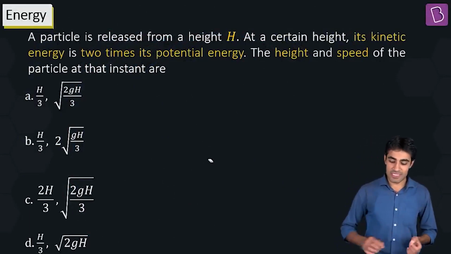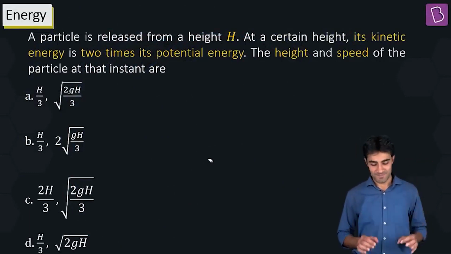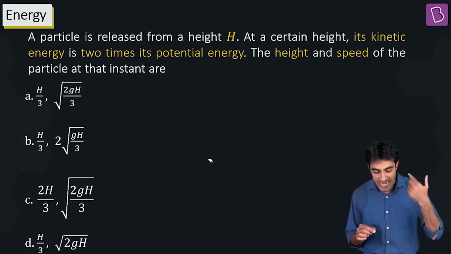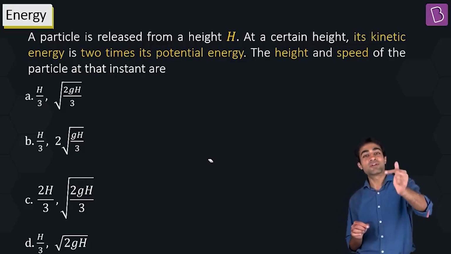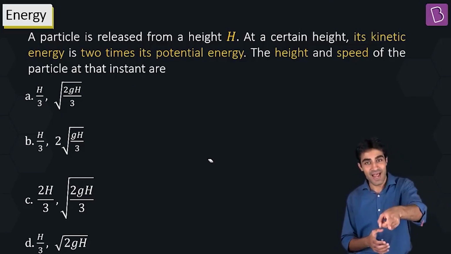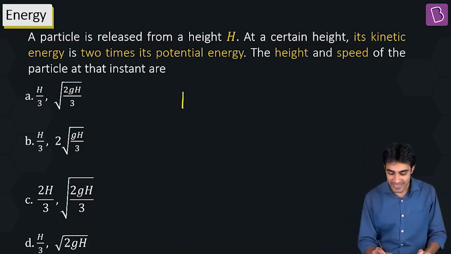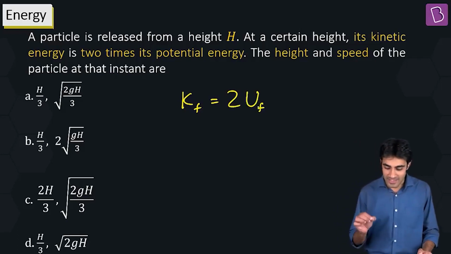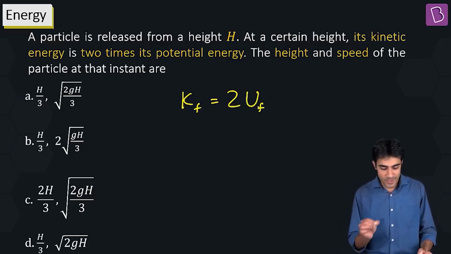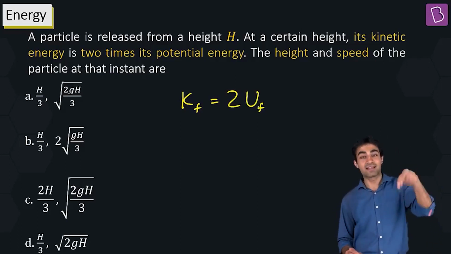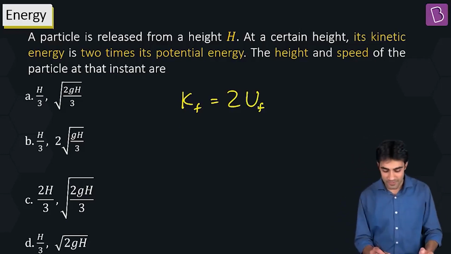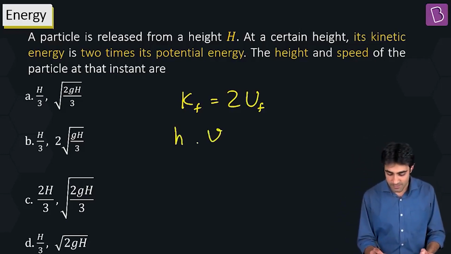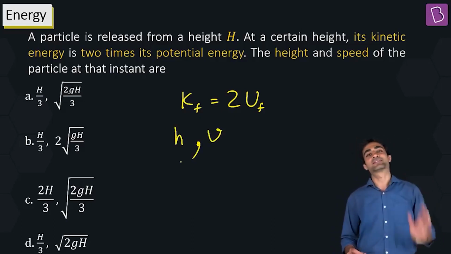A particle is released from height capital H. At a certain height, its kinetic energy is twice its potential energy at that height. The height and the speed of the particle at that instant are? So we have to calculate what is the height and what is the speed of the particle at that instant.